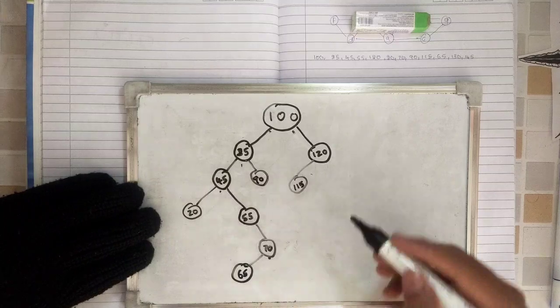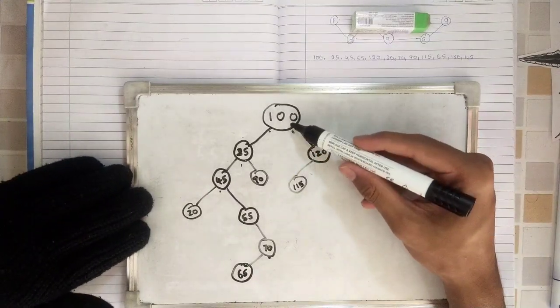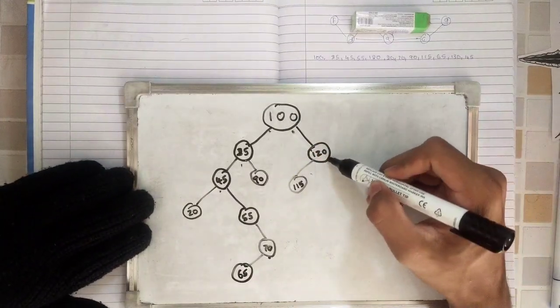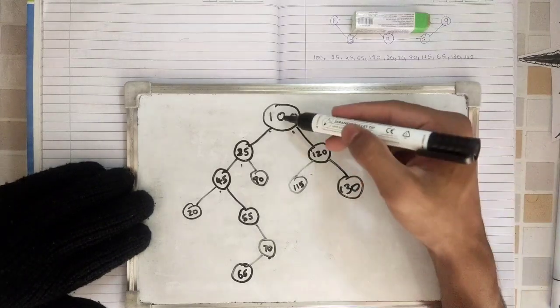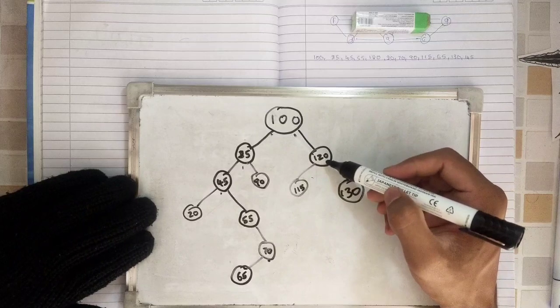65. Then I have 130. 130 is greater than 100. Yes. It is greater than 120. Yes. So 130 will come here. Okay, then I have 145. 145 is greater than 100. Again, it is greater than 120.